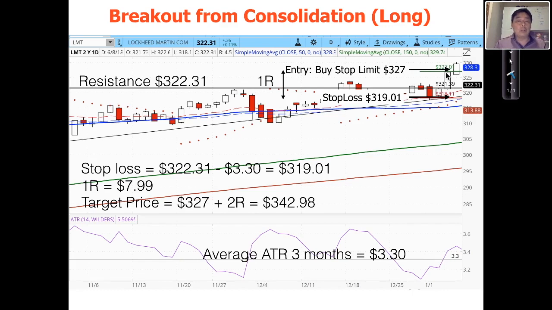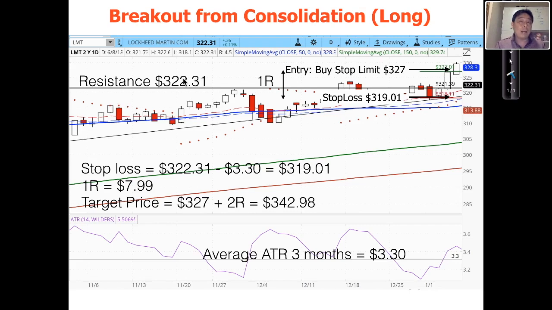Where do we place our stop loss? So recall, we place our stop loss below the resistance that it has been broken out of. So remember, when the price breaks out of resistance, that resistance now becomes a support. So we now have a support. So the support/resistance is at 322.31. Right? So if the price comes back down, we expect it to be supported by 322.31. But we have to give a bit of buffer in case it goes a bit below that. So we're going to place our stop loss 1 ATR below this level, 322.31.